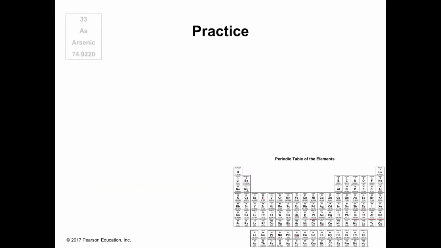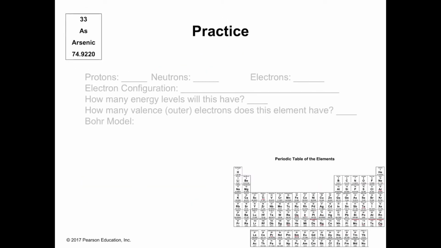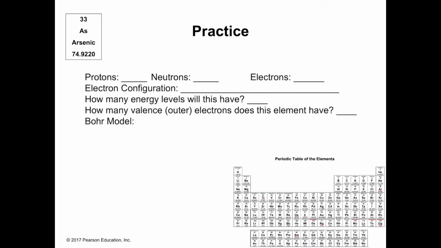Let's try another. So now we're going to do this for arsenic. Arsenic is atomic number 33, which means that it has 33 protons, and since protons and electrons have to be equal in a neutral atom, we will also have 33 electrons. Now to find the neutrons, we need the mass number, so we do 74.992 rounded to 75, right? That gets us our mass number. And then our neutrons will be our mass minus our protons. That will get us our number of neutrons.